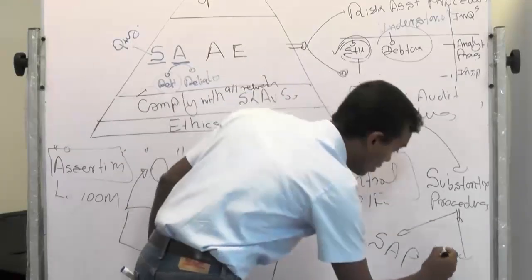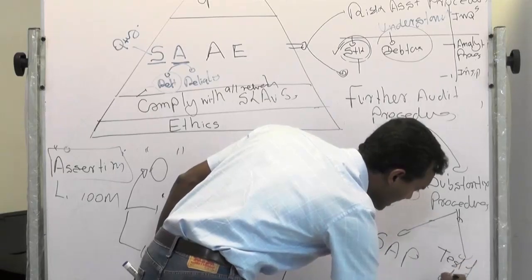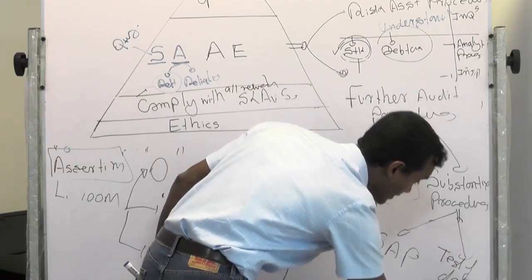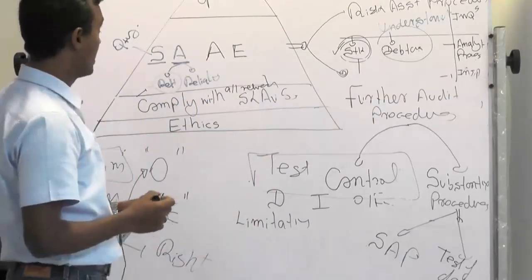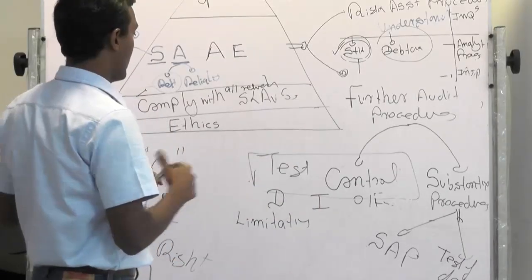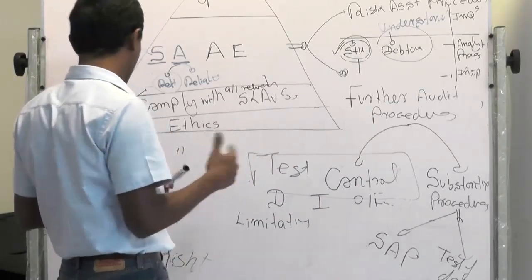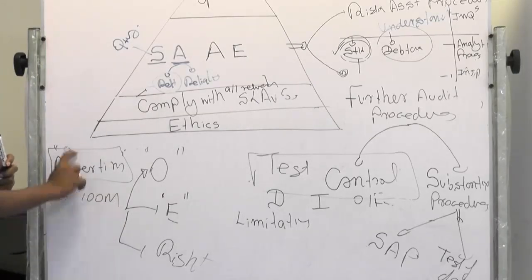The other part is called test of details. This is detailed testing by the auditor. For example, if you take external confirmation, it is part of test of details. So this is a basic explanation, and with that I can now get into the question. But have I explained assertion to you adequately? Did you understand that? So I'll spend another 2 minutes on this slide.